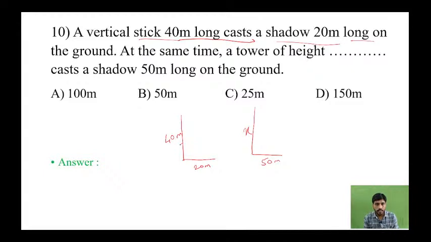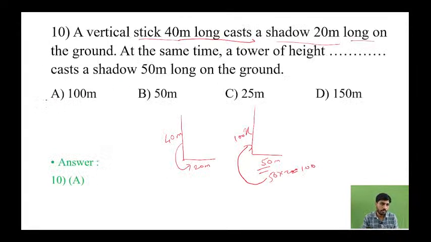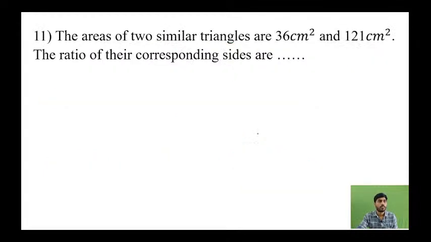So the vertical length is exactly double the shadow. Here the length of the shadow is 50, so double of 50 is 100. So obviously the height is going to be 100. So A is the correct option, that is 100 meter. The unit is given as meter, so we will carry the same unit, that is meter.